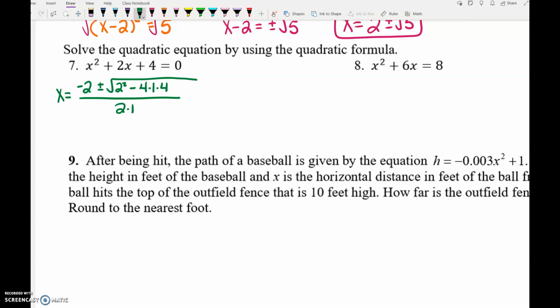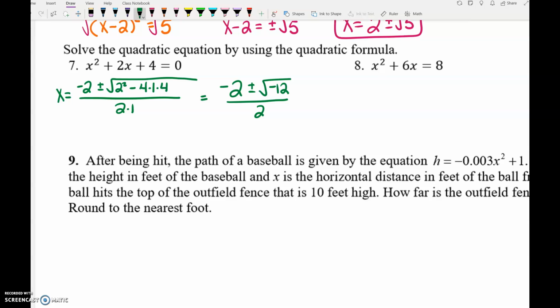I'm going to plug just the stuff under the radical into my calculator, not the radical. Do not put the square root in your calculator. Just put 2 squared minus 4 times 1 times 4. That gives me negative 12. So we have negative 2 plus or minus the square root of negative 12, the whole thing divided by 2.